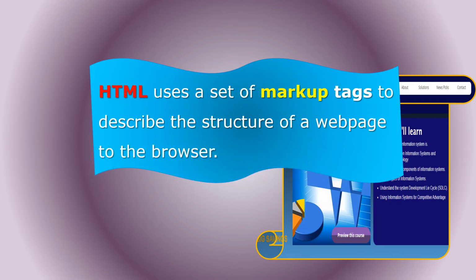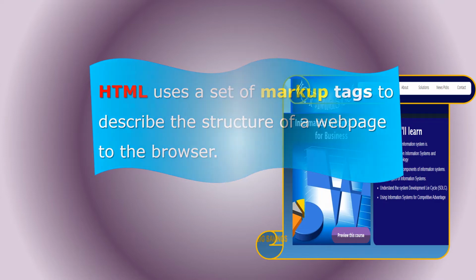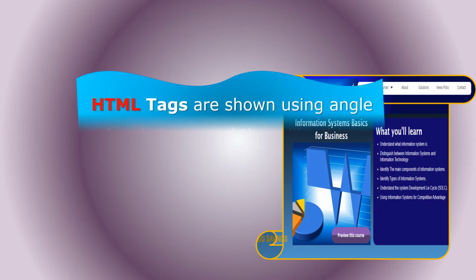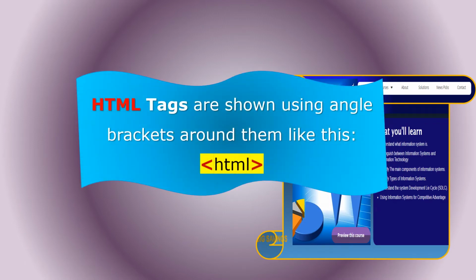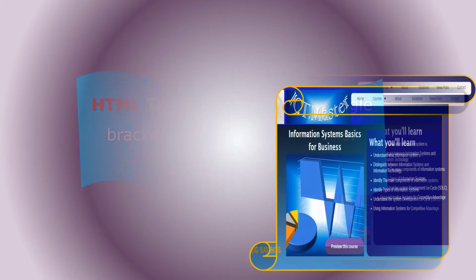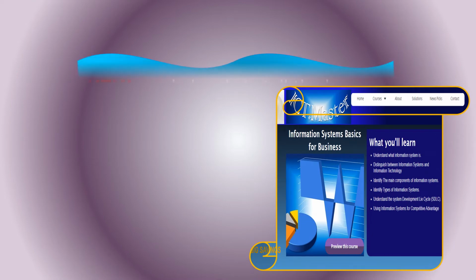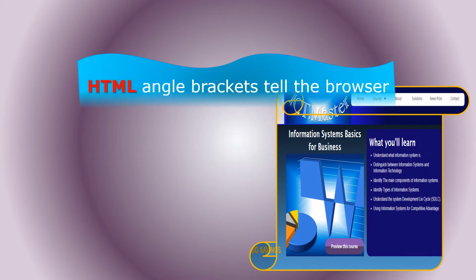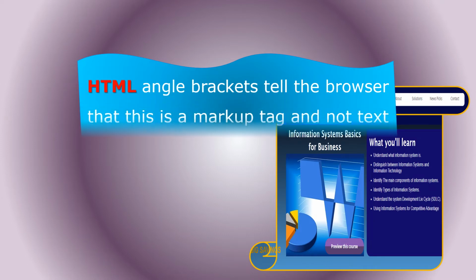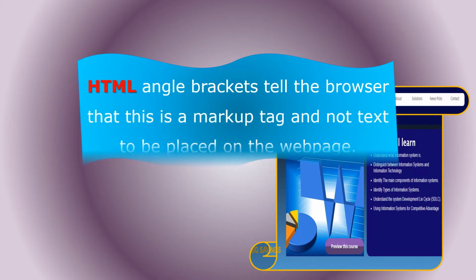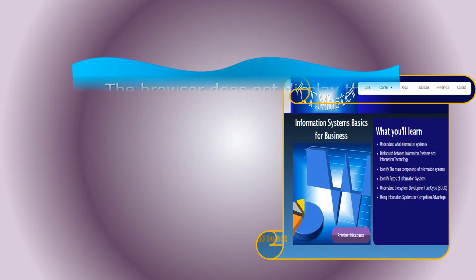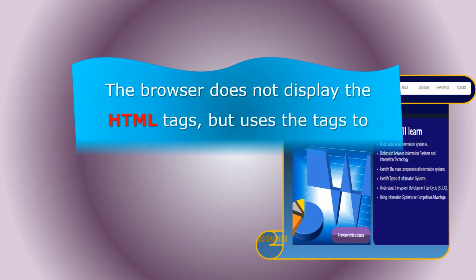HTML uses a set of markup tags to describe the structure of a web page to the browser, where HTML tags are shown using angle brackets around them like this. HTML angle brackets tell the browsers that this is a markup tag and not text to be placed on the web page. The browser then doesn't display the HTML tags, but uses the tags to display the content of the page.